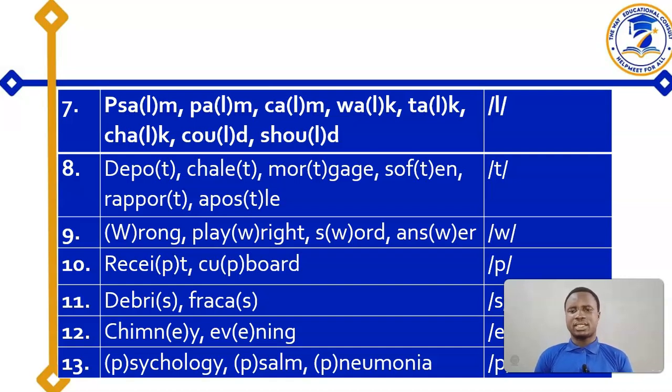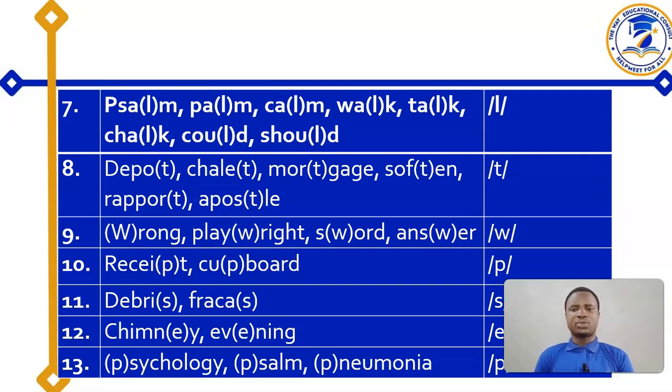The next one is T, where T is silent, like depot, chalet, mortgage, soften. The T is silent in rapport and apostle. Don't say apostle. It's what? Apostle. The T is silent. You only take the pronunciation, then define only the S, then you leave out the T.